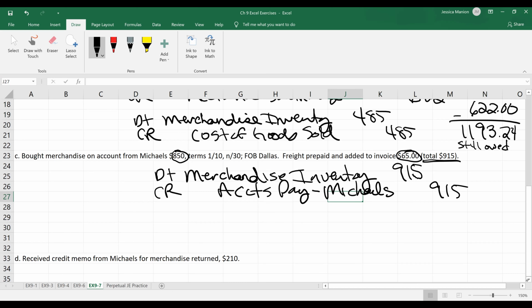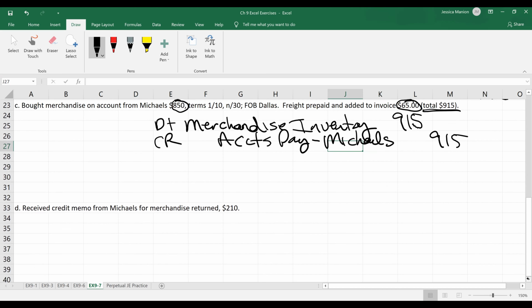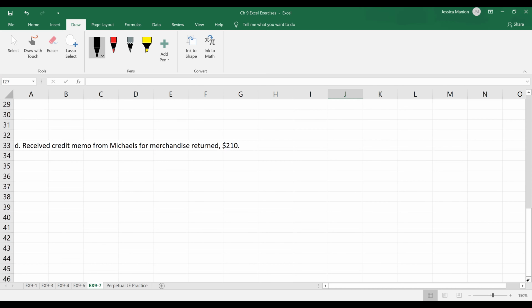$915 is what that one would look like. We don't use freight in, so those freight charges just get debited to merchandise inventory. All right, the last one on this one: received a credit memo from Michael's for merchandise return, $210.